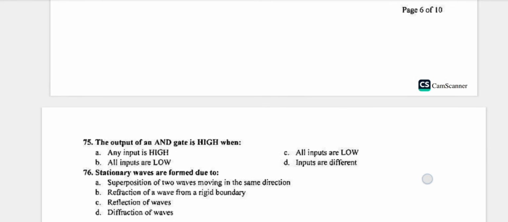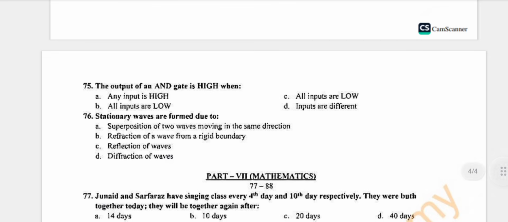Now questions from physics. Question number 75. The output of an AND gate is high when all inputs are 1.